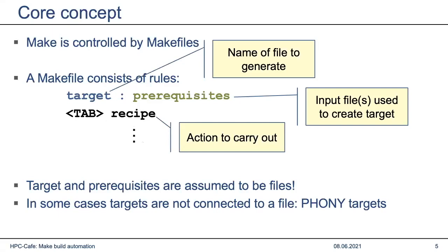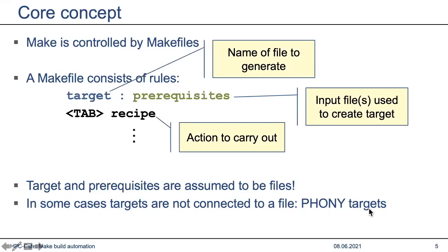So the actions you need to carry out to accomplish this step. Again, target and prerequisites are assumed to be files. And this thinking in files is very important, because when you design your makefile and think about how you can implement something, it's important that in the core concept, make assumes that those are files, that target and prerequisites are files. In some cases, a target may not be connected to a file.